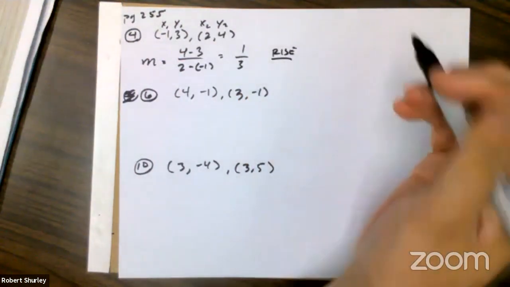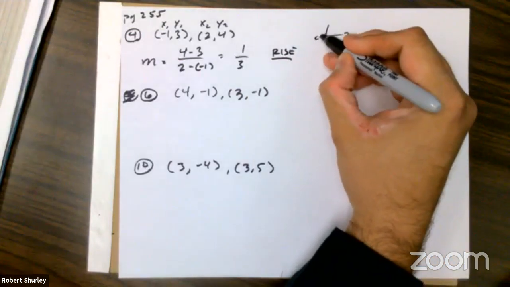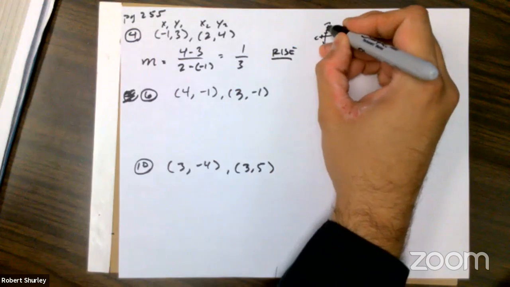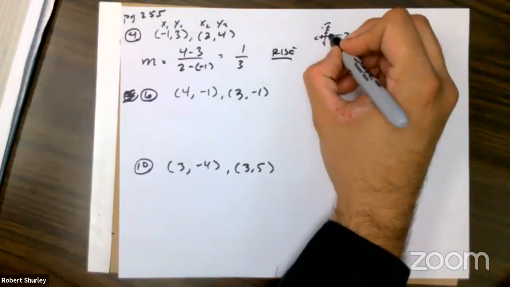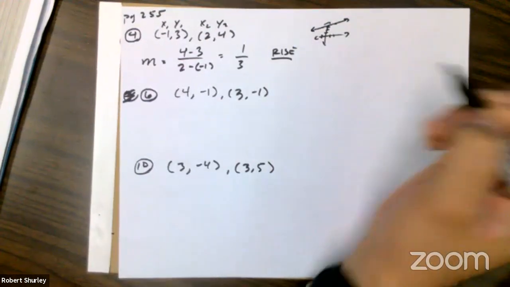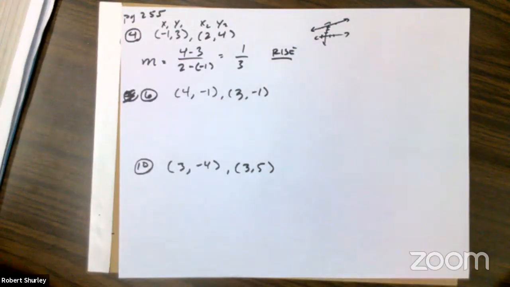Okay. If we wanted to graph this, we'd plot -1, 3 there, and then 2, 4. We'll see that it's rising as we go up and to the right, right? So it's rising as we go up and to the right. Yeah, rises, falls, or horizontal.